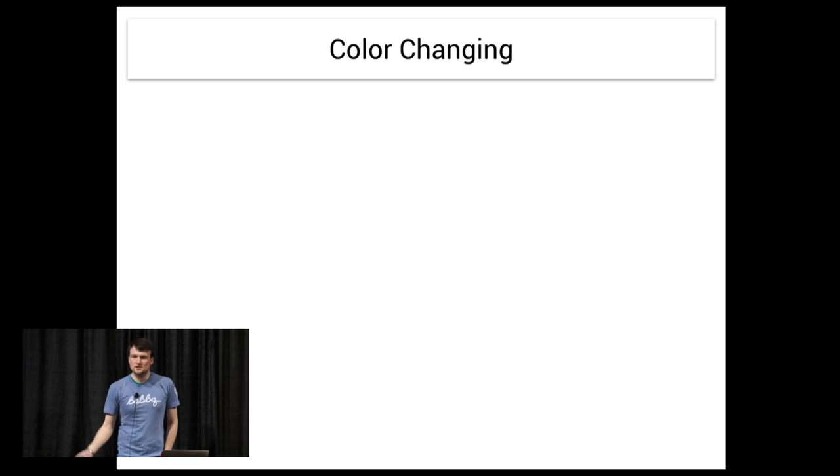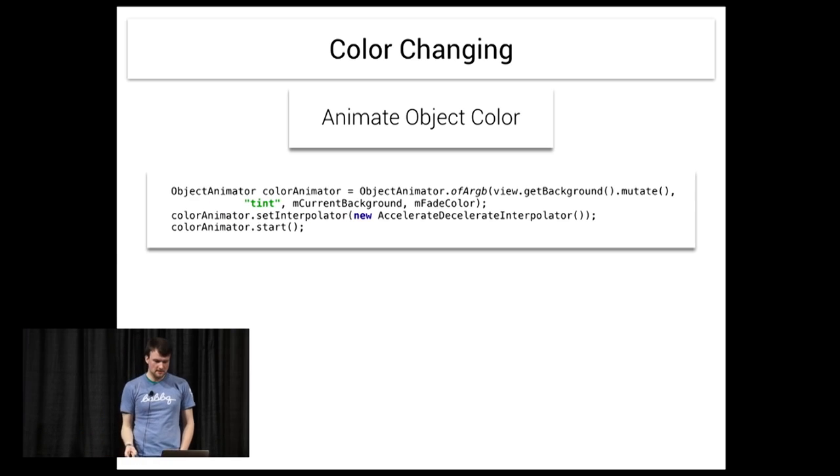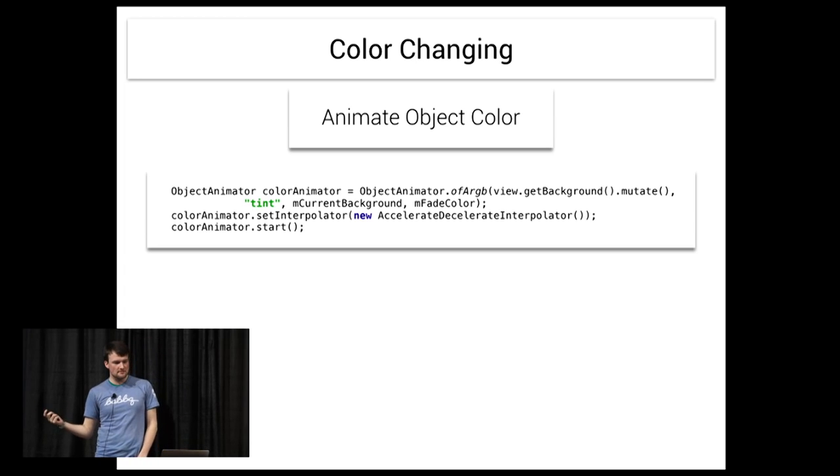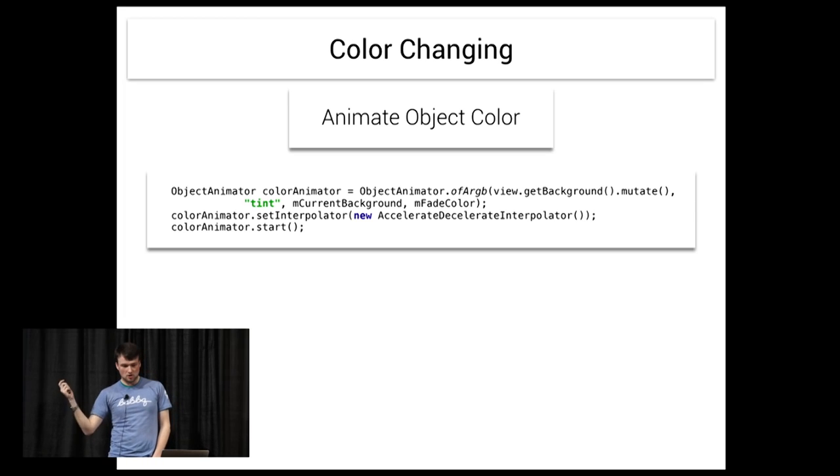Color changing. Let's say you wanted to change colors in your app, right? Let's say a button needs to go from, say, gray to blue. Say, for example, if you're enabling that button. Well, turns out we have this great thing called ObjectAnimator. And we can call ObjectAnimator.ofArgb. We give it a bitmap, or in our case, a drawable. And we tell it what property to animate. In this case, we're animating the tint. And then we give it a background color, or our current color, the fade color, set the interpolator, and then we hit start, and that's it.